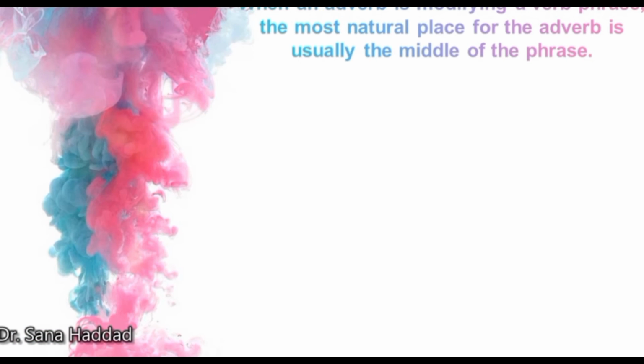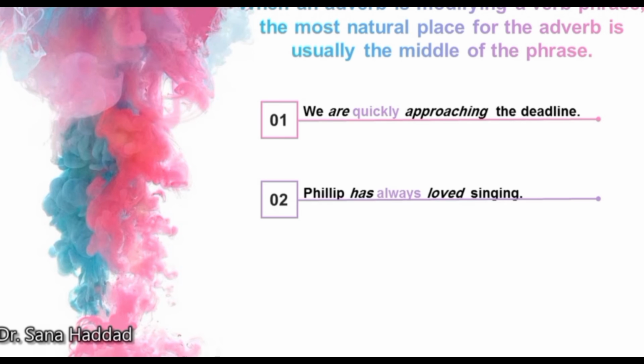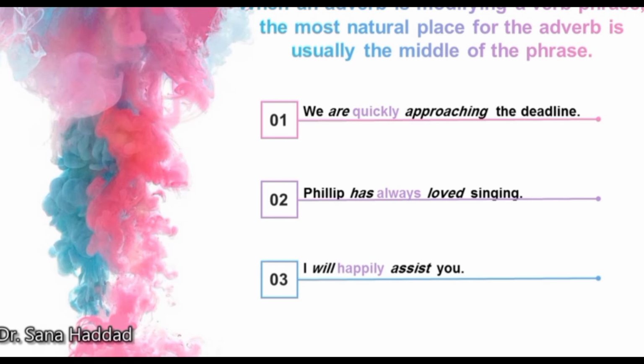When an adverb is modifying a verb phrase, the most natural place for the adverb is usually the middle of the phrase. So as you can see in the sentence, the adverb is in purple and the verb phrase is in italics. So here we have the adverb in the middle of the verb phrase. We are quickly approaching the deadline. Philip has always loved singing. I will happily assist you.